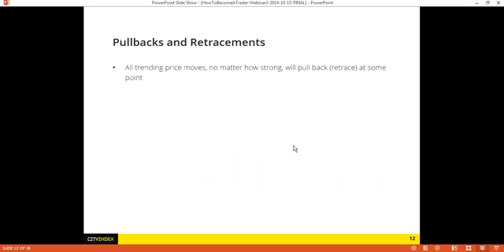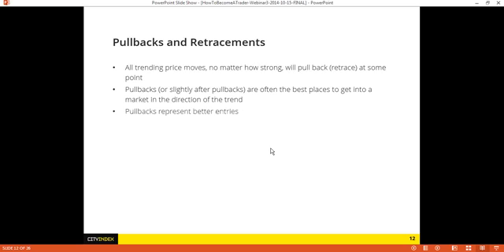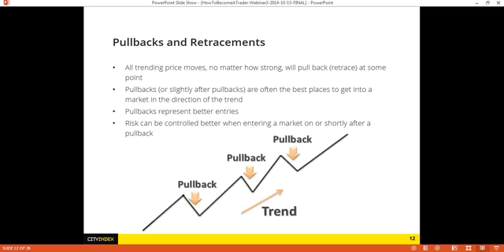Pullbacks and retracements. All trending price moves, no matter how strong, will pull back at some point. Crude oil will pull back in its downtrend. And what do we do when it pulls back? Well, that remains to be seen. You're going to use your tools to give you hints and clues as to where the possible direction may be, and I'm going to talk about that later. Pullbacks are often the best places to get into a market in the direction of the trend. Pullbacks represent better entries. Risk also can be controlled better when entering a market on or shortly after a pullback.